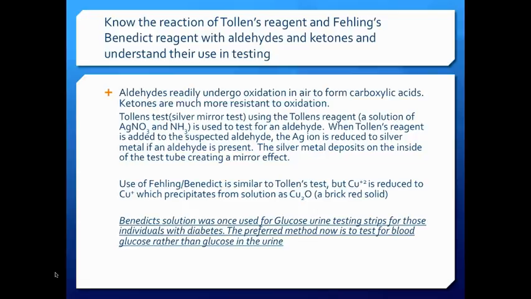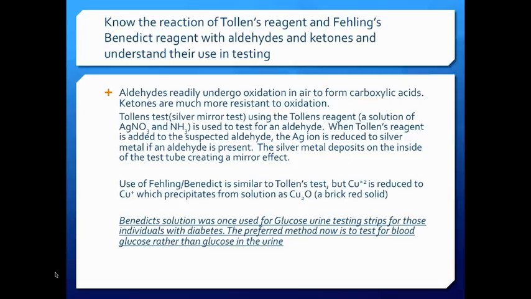The Tollens' test, or the silver mirror test, using the Tollens' reagent, a combination of silver nitrate and ammonia, is used to test for an aldehyde. When Tollens' reagent is added to the suspected aldehyde, the silver ion is reduced to silver metal if an aldehyde is present. The silver metal happens to deposit on the inside of the test tube, and it gives a mirror effect to the test tube.